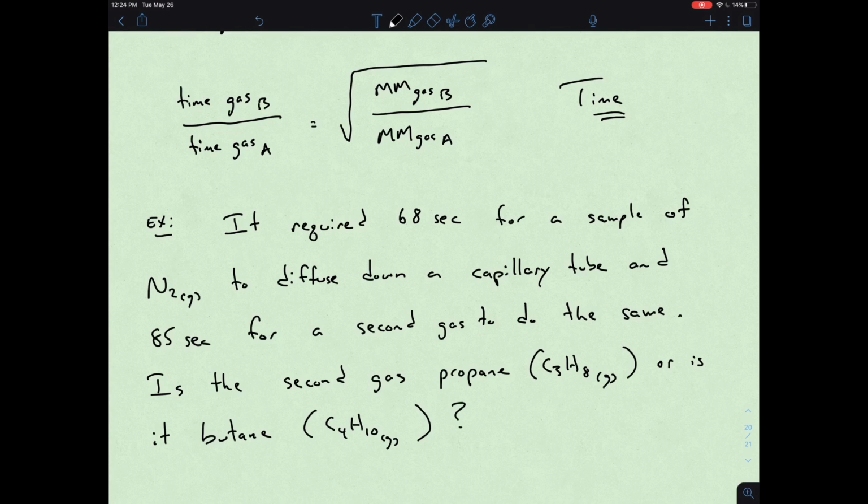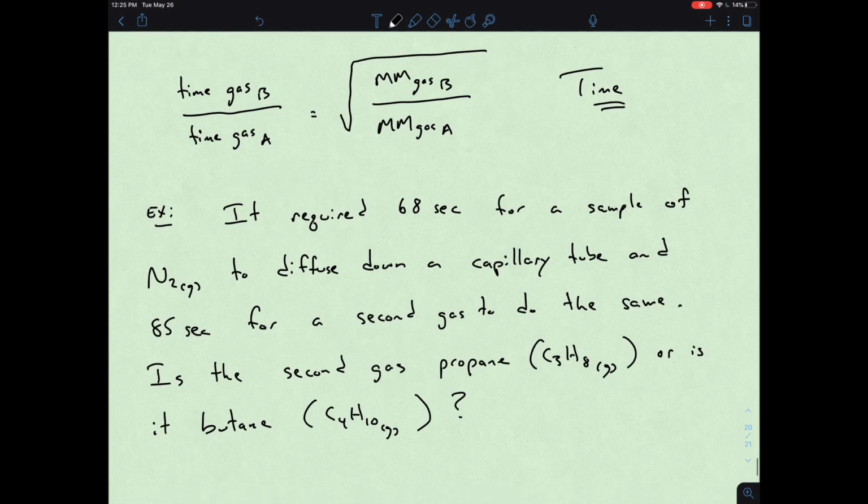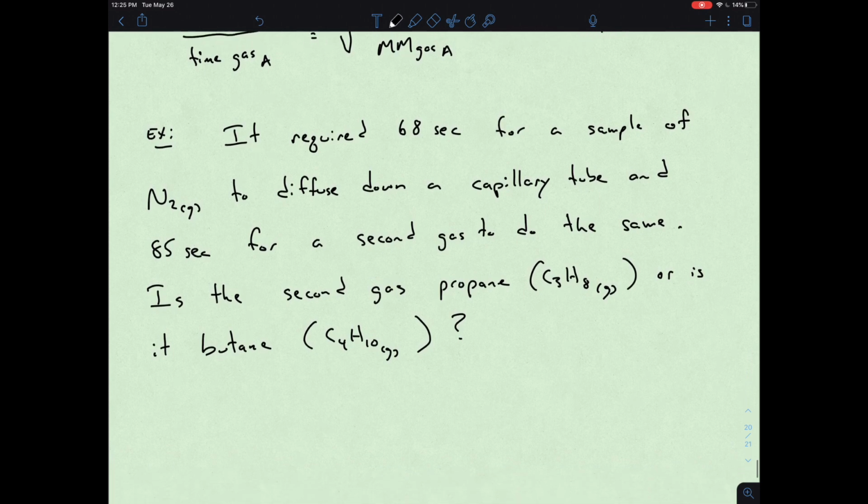So our question starts with this fact that it required 68 seconds for a sample of nitrogen gas to diffuse down a capillary tube, and it took 85 seconds for a second gas to do the exact same thing. Is the second gas propane or is it butane?